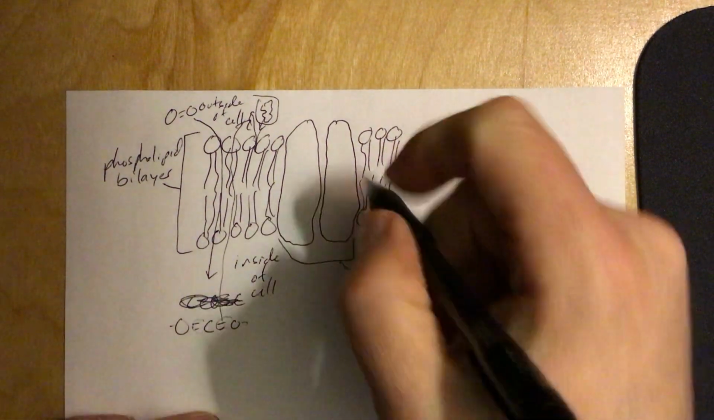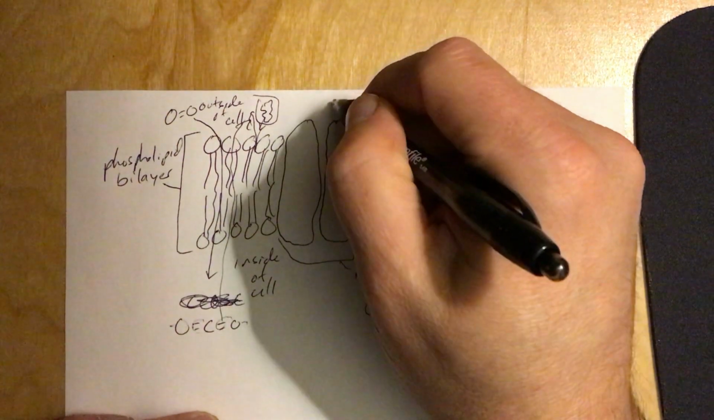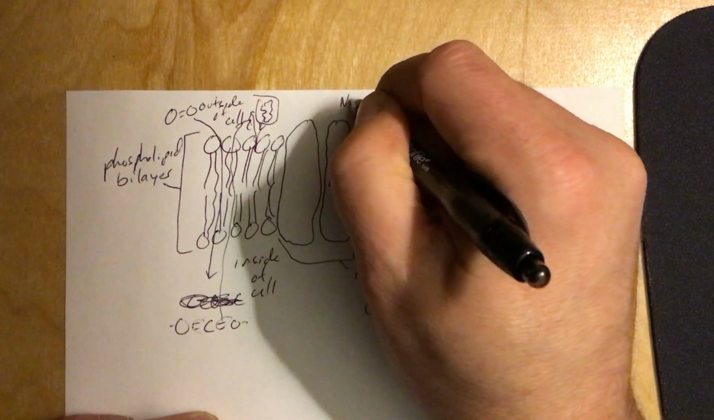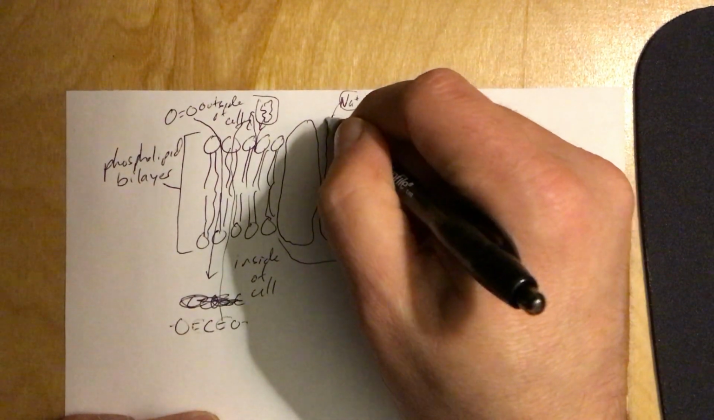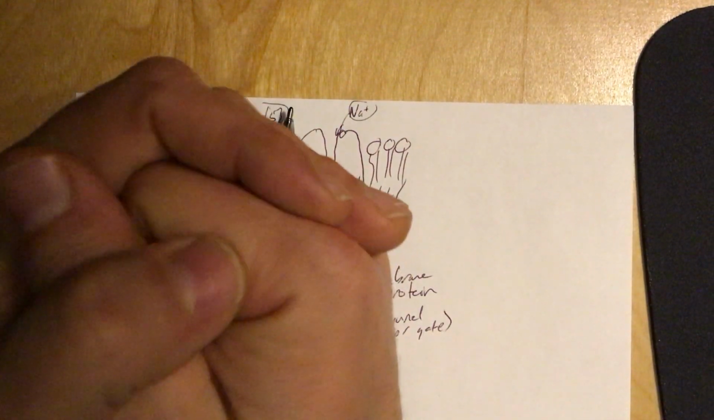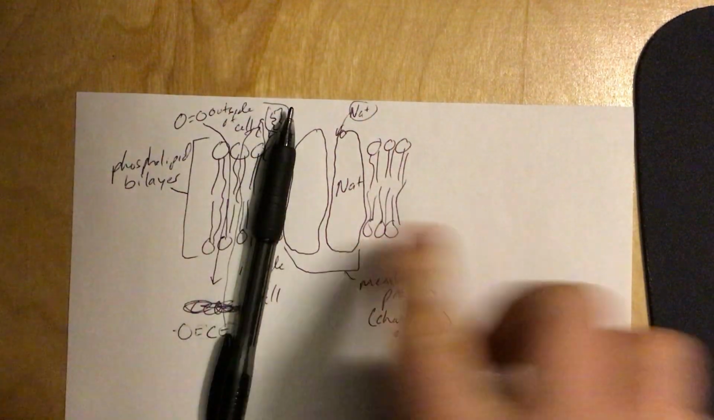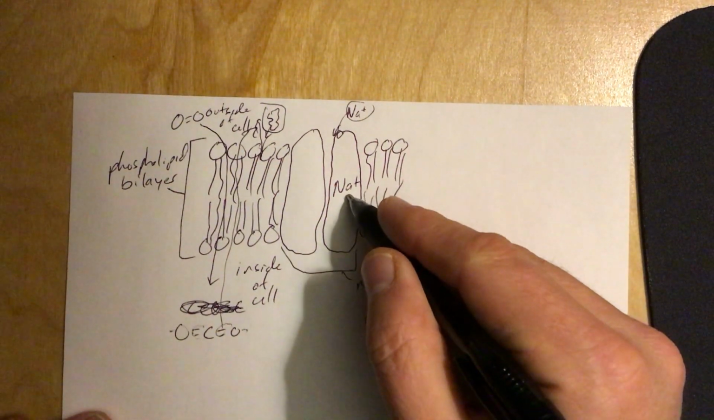So let's say this one is a sodium gate. Its job is to allow for sodium ions to come into the cell. So they would come in through that gate, okay? And that gate can be closed or it can be opened based on things within the cell and what the cell decides to do. And sodium is just one example.